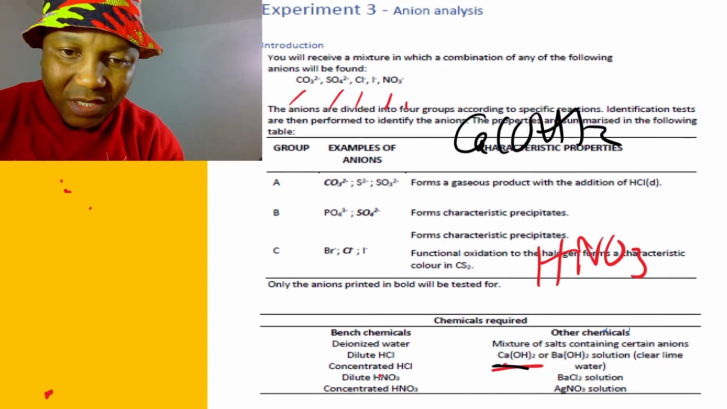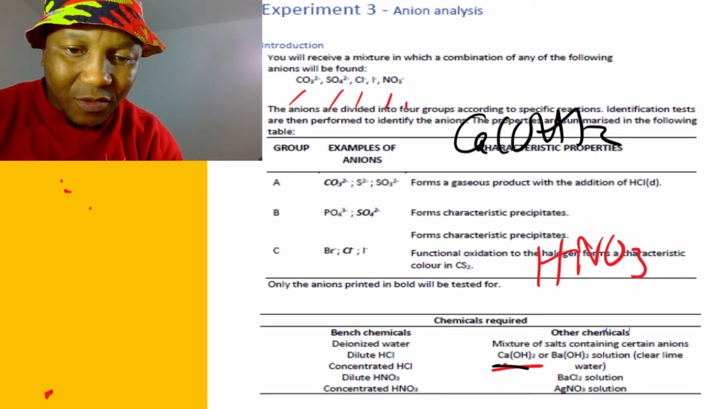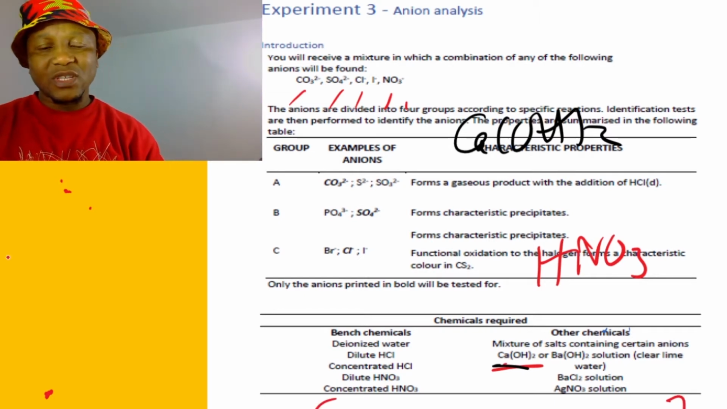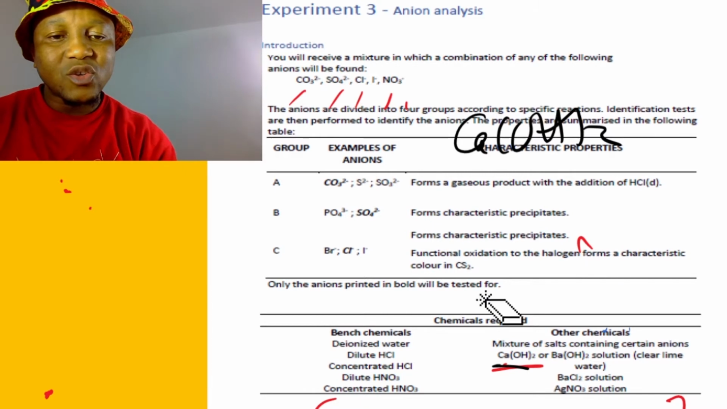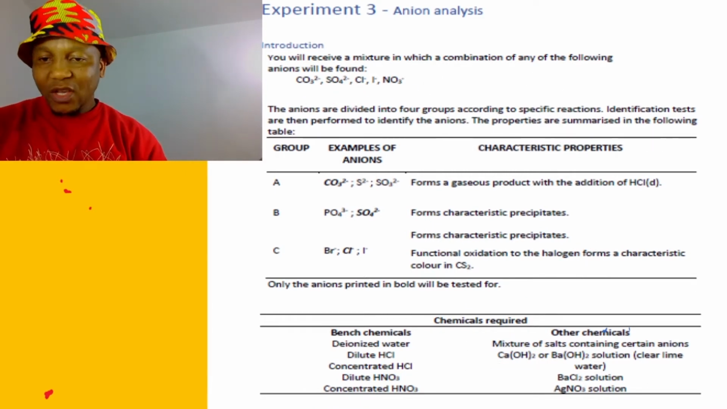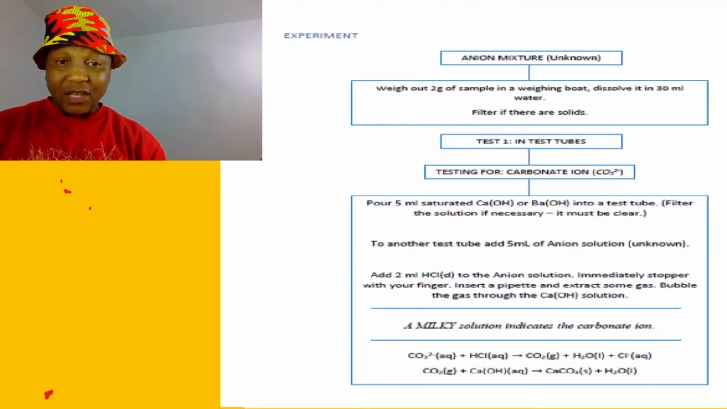Okay, so now they say nitrate. So you're going to have all of these apparatus. You're going to need all these apparatus. You can simply read. Now let's go to the second part. Let's go to the next page. So for the next page here, let's read.